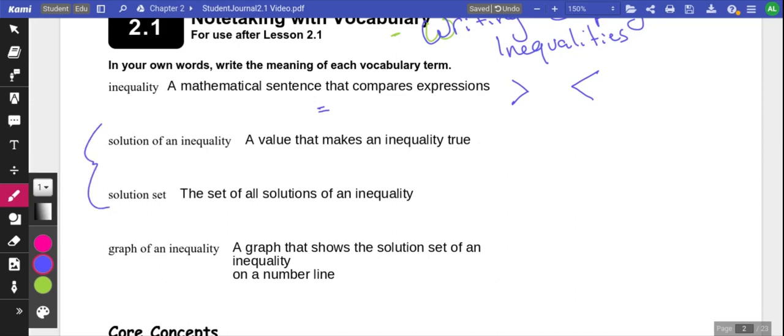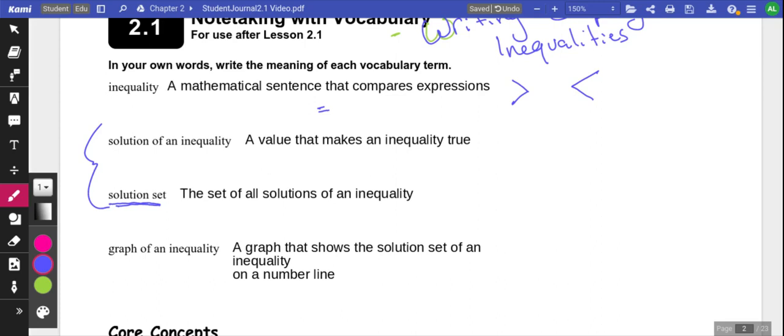Solution of an inequality and solution set. So a solution would be one specific number that satisfies an inequality, and the solution set are all the values that make some certain inequality true. So a lot of what we're going to be doing over the course of this chapter is finding solution sets for certain inequalities, finding what values make those inequalities true.